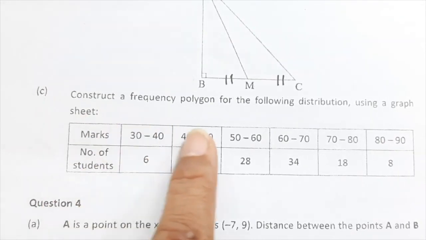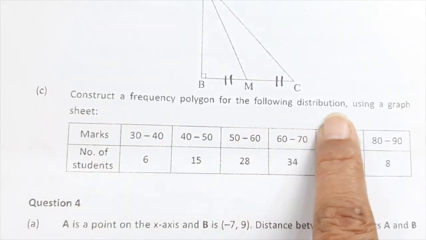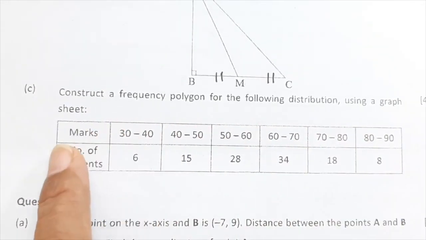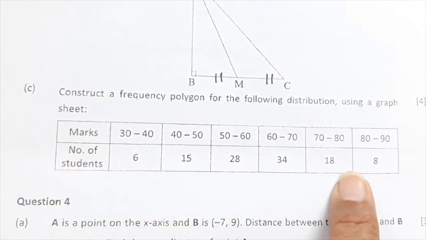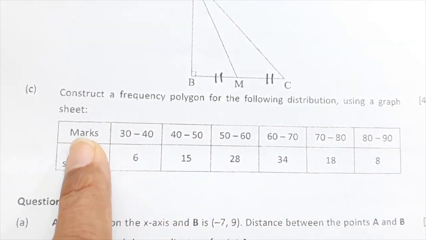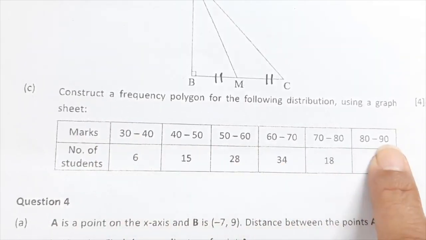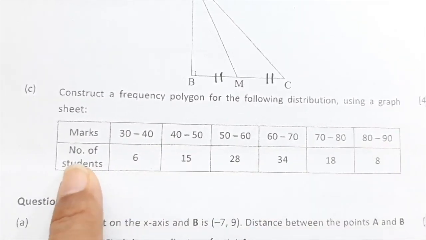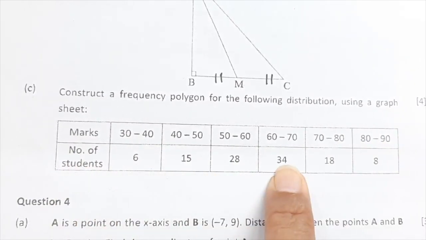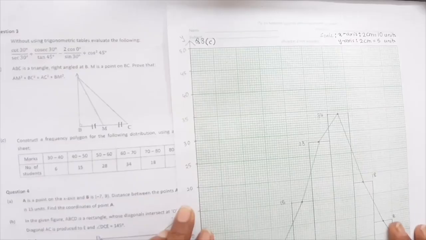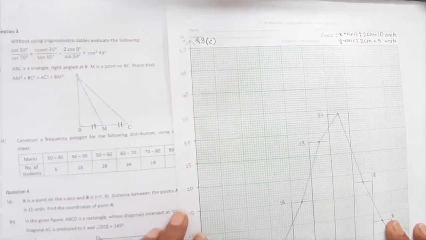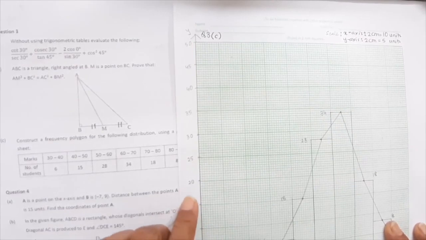3c. Construct a frequency polygon for the following distribution. Use a graph sheet. So this is our distribution table. We'll have marks which will be on x-axis. Number of students will be on y-axis. Marks are up to 90 and number of students maximum are up to 34. So let's get the graph sheet. Pause the video. Now draw the graph and match it with my solution.